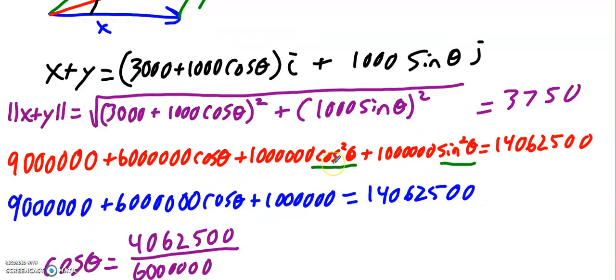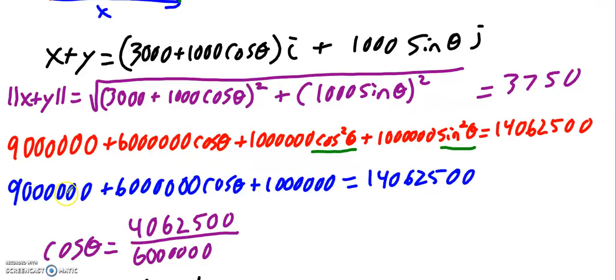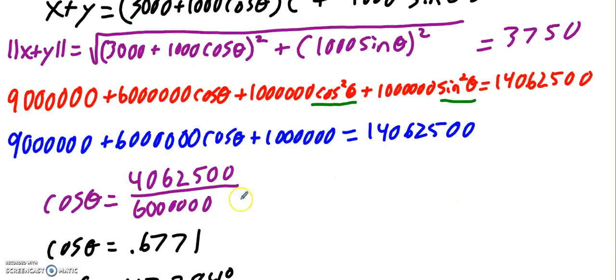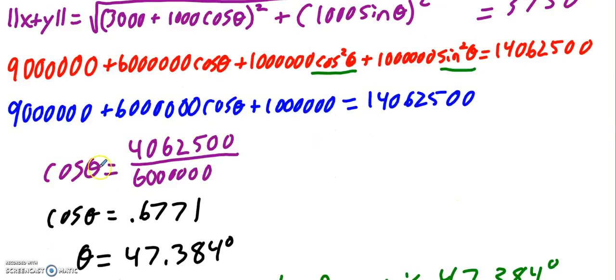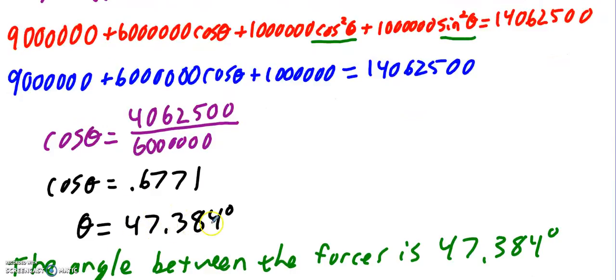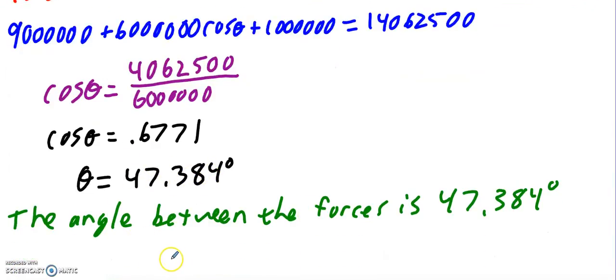Notice here, this is something we have to identify. I've got 1 million cosine squared plus 1 million sine squared. So I can factor out a 1 million from both of those, and I'm left with 1 million times the quantity cosine squared theta plus sine squared theta, but that just becomes 1. So that's how I end up with 9 million plus 6 million cosine theta plus 1 million equals 14,062,500. Solve for cosine theta. Cosine theta equals this over this. Divide those, cosine inverse, and I get 47.384. Answer in the context of the problem.